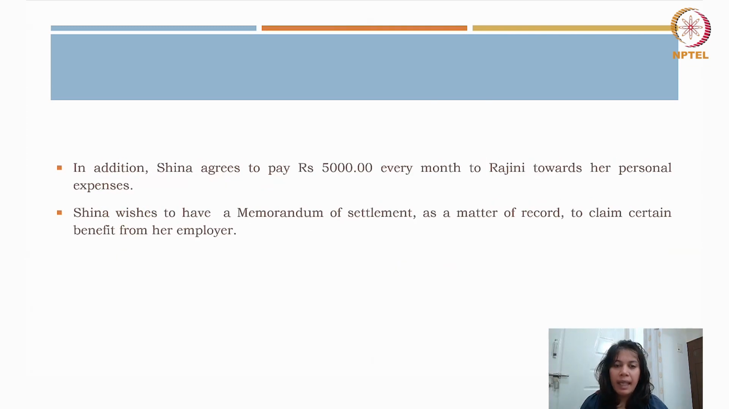Now next is in addition, comma, Shaina agrees to pay rupees 5,000 every month to Rajni towards her personal expenses. Full stop.